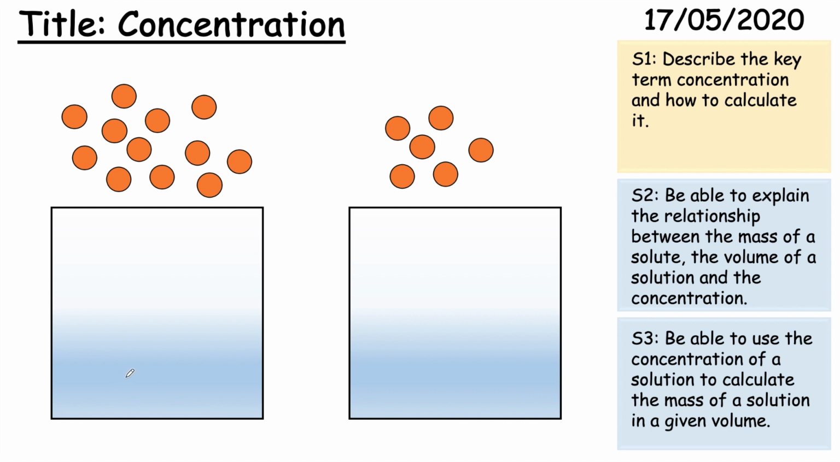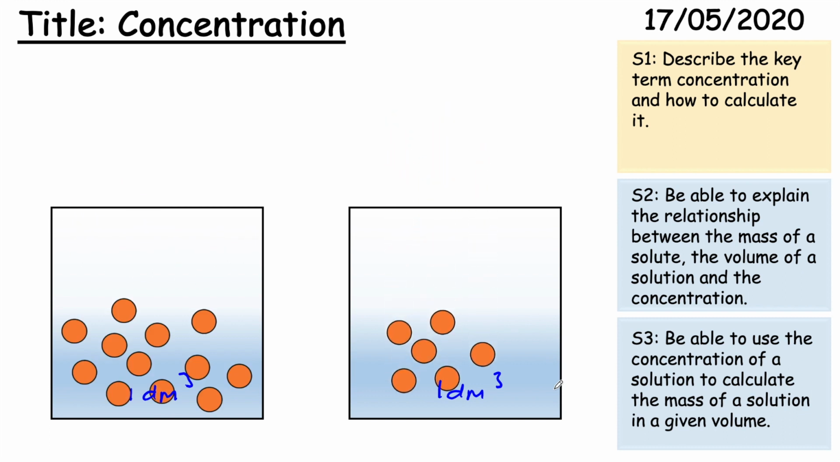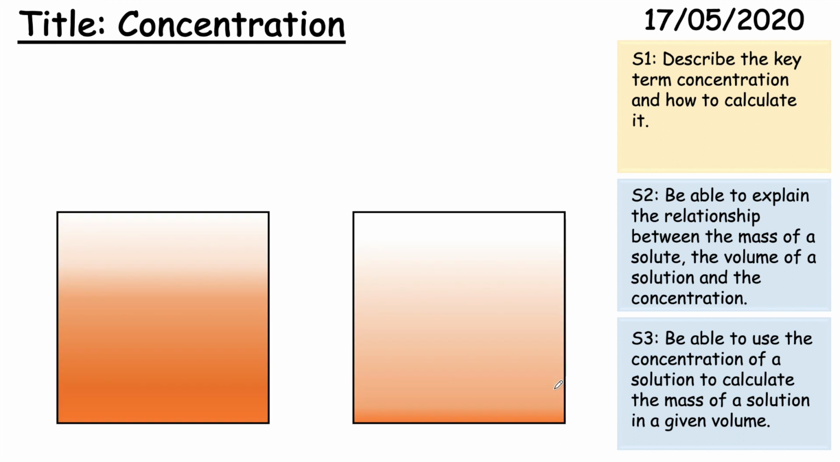So let's say here we have 1 decimeter cubed of water, and here we also have 1 decimeter cubed of water. Once we dissolve these particles into the water, which one would be more concentrated? Well, hopefully you know that the one with the more particles will be concentrated. This one. And that's all that concentration is. It means that the more of a substance you have dissolved in a given volume of water, in this case 1 decimeter cubed, then you'll have a more concentrated solution.